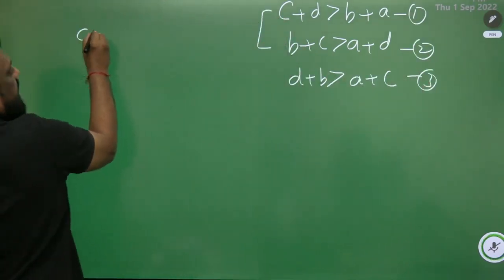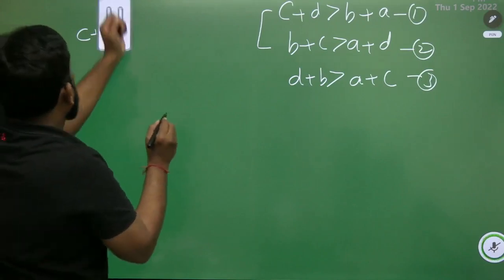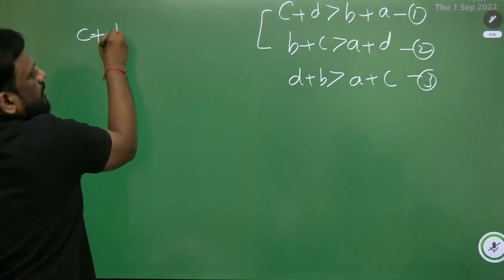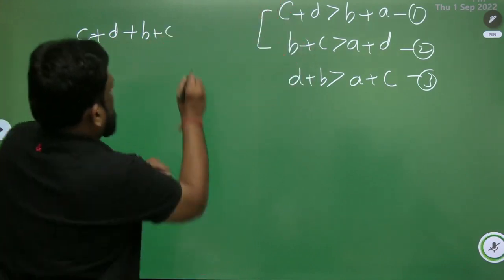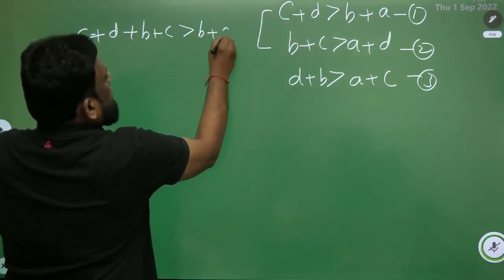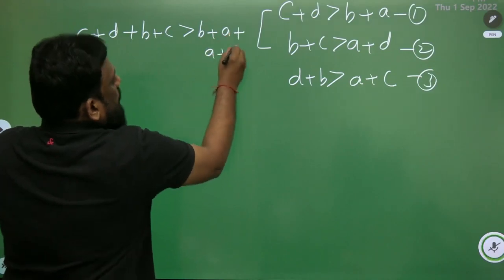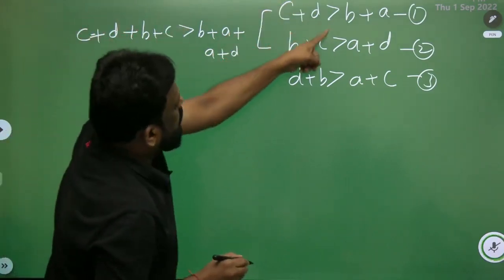So what do I get? C plus D plus B plus C. I am adding these two. So C plus D plus B plus C is greater than B plus A plus D. We are adding the left side, and that is greater than this side.